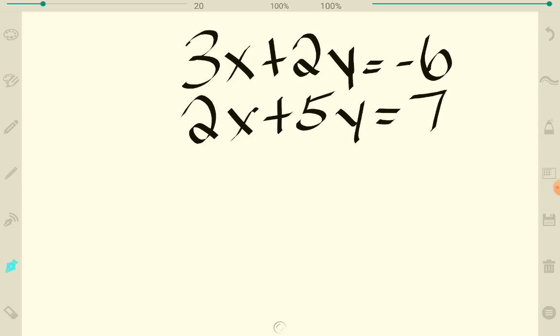What this is, basically, is two separate equations with two separate variables. So in this case, 3x and 2x, 2y and 5y. And today I'll be showing you how to solve them.